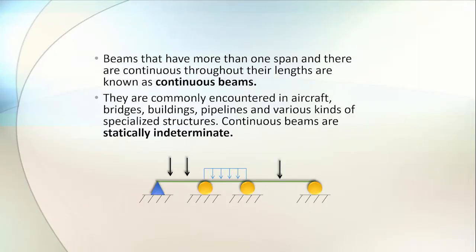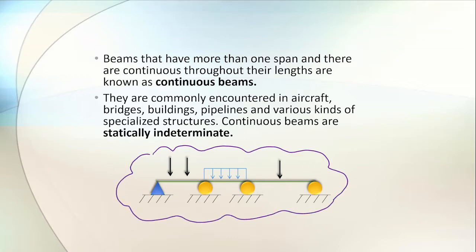Beams that have more than one span and that are continuous throughout their length are known as continuous beams. As what you see in the diagram here, this is an example of a continuous beam because it has more than one span, two spans and more. They are commonly encountered in aircraft, bridges, buildings, pipelines and various other kinds of specialized structures. Continuous beams are statically indeterminate.